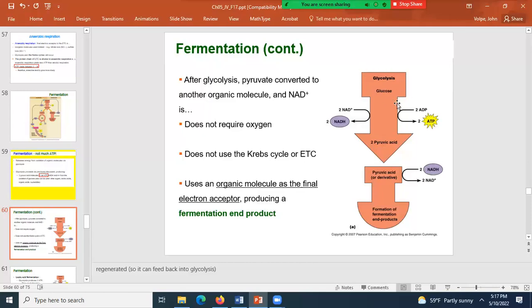And to keep working, the muscle uses fermentation and makes ATP in glycolysis. And then it uses this NADH made in glycolysis to make lactic acid. And then that regenerates the NAD plus, which can continue to be used in glycolysis. So if you run out of NAD plus, glycolysis cannot happen, and then you have no ATP being made in the muscles.